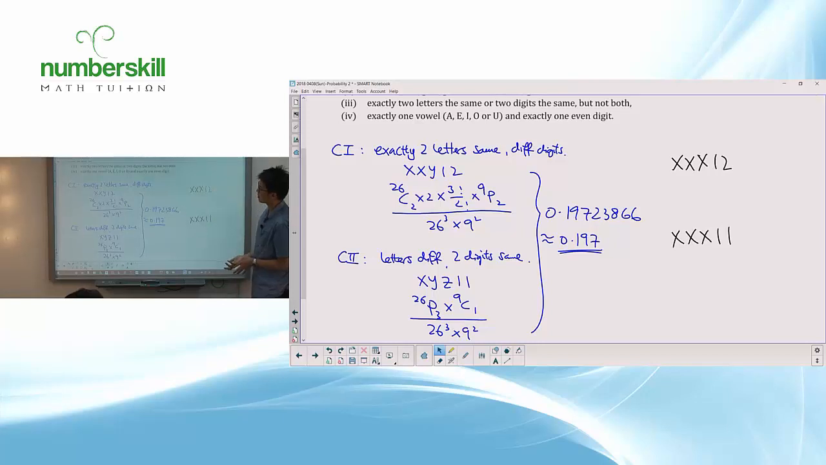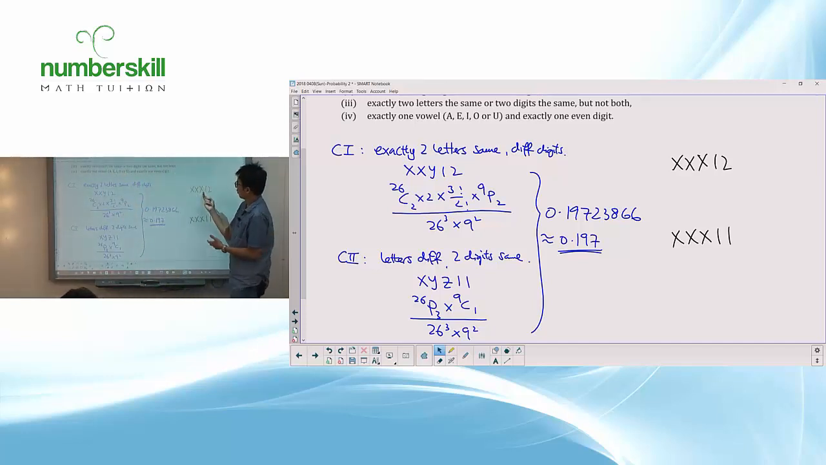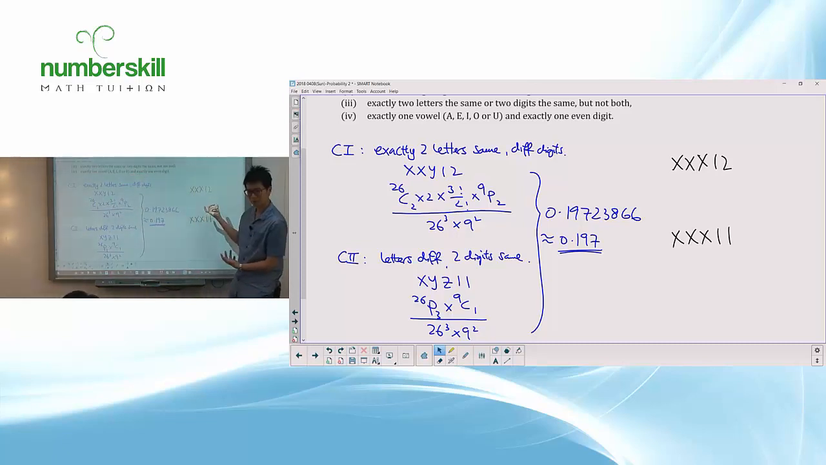Exactly 2 letters the same, or exactly 2 digits the same, but not both. Does this fall inside what you want? Some people argue it's not, because the question obviously says you want 2 letters the same. This is not 2 letters the same. This is 3 letters the same. So how do you want to define that? So then some people will say, well, actually, 3 letters the same is a subset of 2 letters the same. So when you talk about that, you're actually talking about this as well. So how do you argue that?